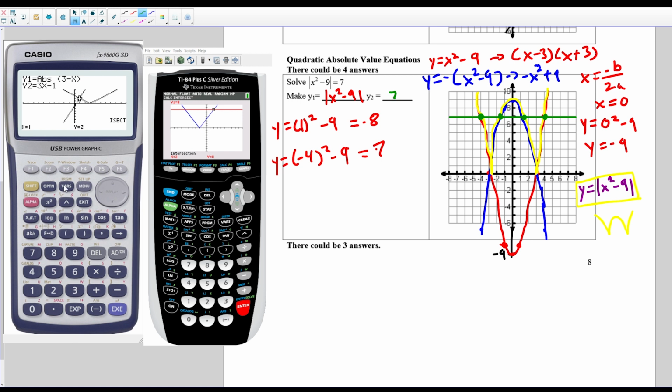So starting off once again with our Casio, let's hit exit. Let's clear everything out of here. So let's get rid of that, get rid of that. And we end up with option, number, absolute value. And we'll have x squared minus 9, close bracket, and y equals 7 for our second function. And we can see that we've got 4 intersecting points, 1, 2, 3, 4. Let's hit G-Solve, intersect.